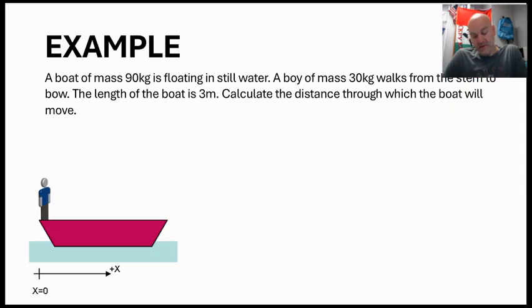All right, so let's look at the boat question. You have a 90 kilogram boat floating in water, and a 30 kilogram person is on it. They're going to walk from the stern to the bow. So the stern is the back of the boat, the bow is the front. What they're going to do is walk in this direction. It tells us the boat has a length of 3 meters, and the question is, how far does the boat move?